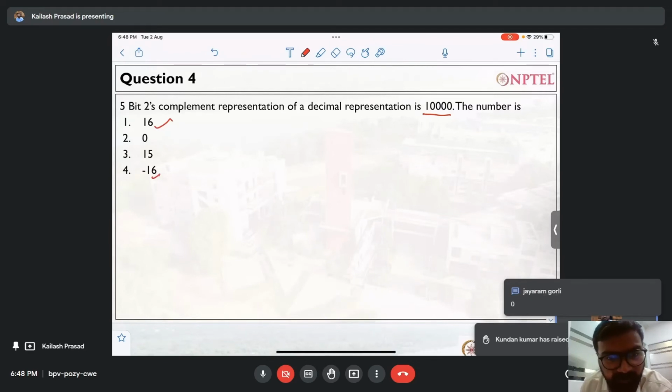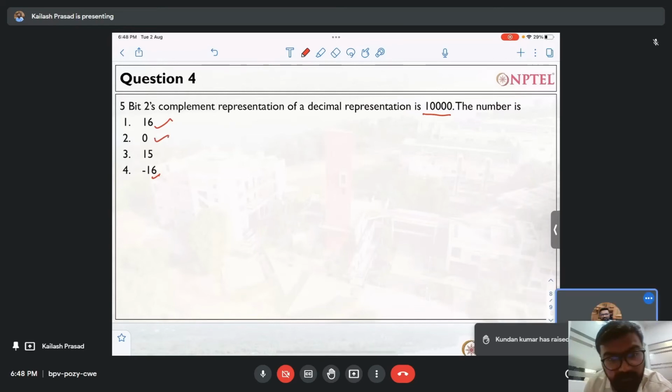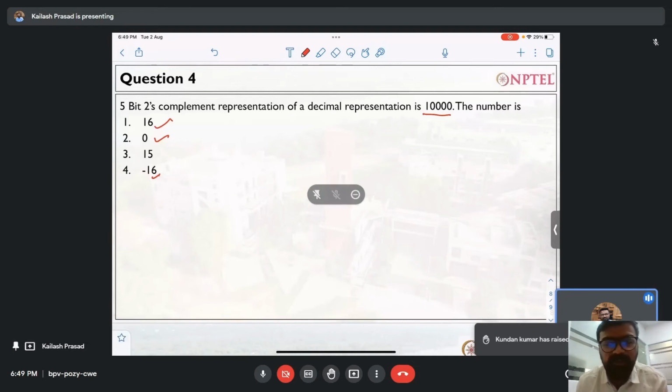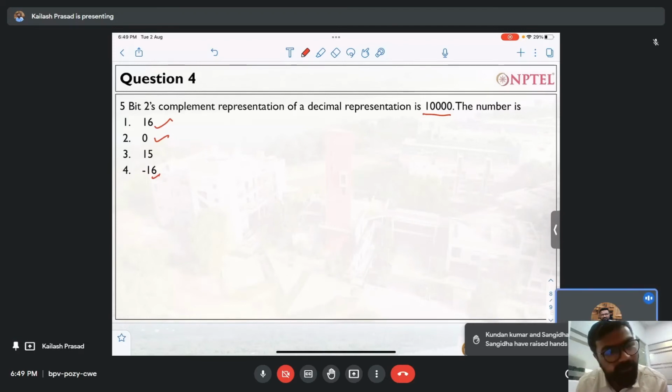Or do you have other answers? Zero. You have one answer of zero. Apart from these options, does anybody else want to go with another option? Minus 16, sir. 15, sir. Okay, minus 16, 15, 0. So let us see what the answer is.